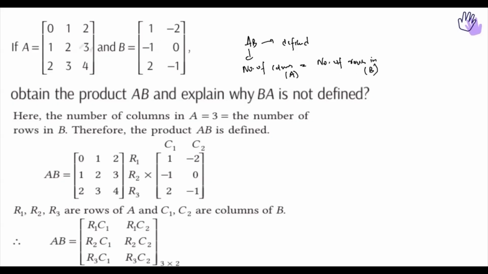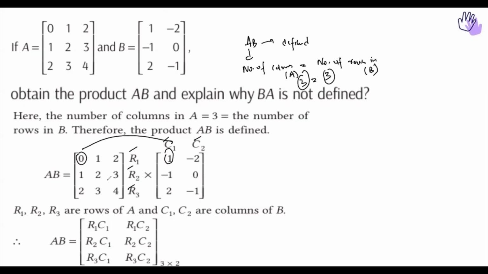Now, what is the number of columns in A? There are 3 columns. And what is the number of rows in B? That is also 3. Therefore, both of them are equal, so we can actually multiply them. We can define the product AB. But how do we multiply the elements? This is how it is, right? Row 1, row 2, row 3, column 1, column 2. So take the first element in the first row of A and multiply it with the first element in the first column of B. So these two you multiply.